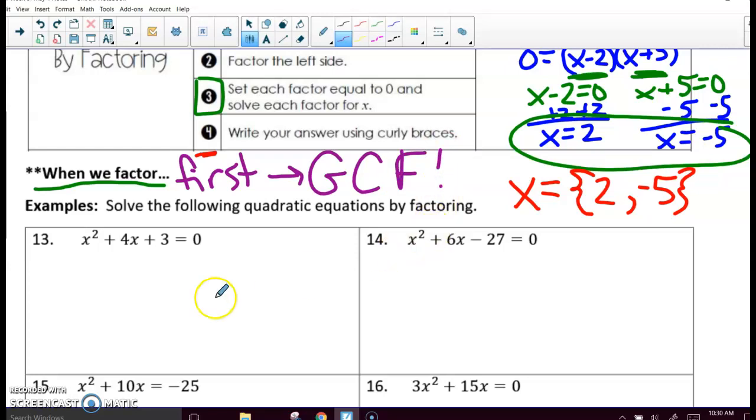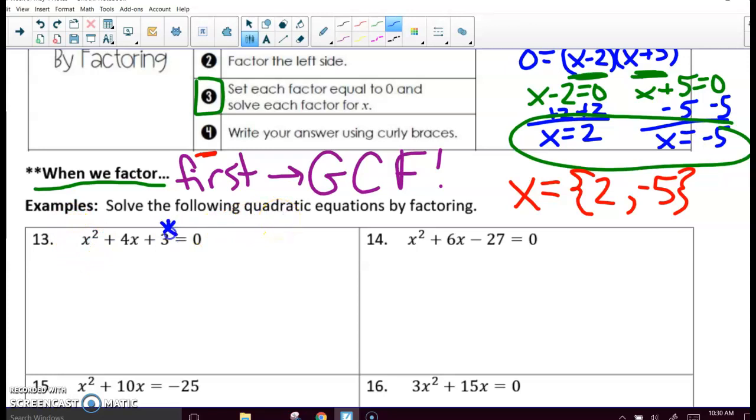Number 13, x squared plus 4x plus 3 equals 0. Okay, step number 1, set it equal to 0. It is equal to 0. Step number 2, factor the left side or the right side, depending on how it's written. So when I factor the left side, I've got a trinomial. Okay, I do not have a greatest common factor. My leading coefficient is 1.